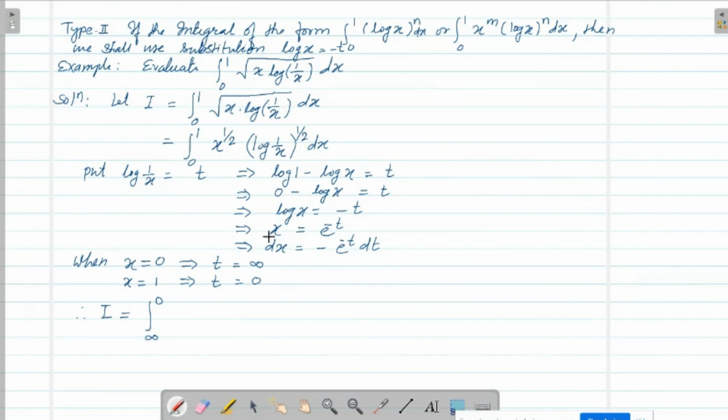Instead of x we are putting e raised to minus t. So what is the power of e raised to minus t? The power is 1/2. Now log 1 upon x is t, that is t raised to 1/2, and dx, your dx is this, that is minus e raised to minus t dt.